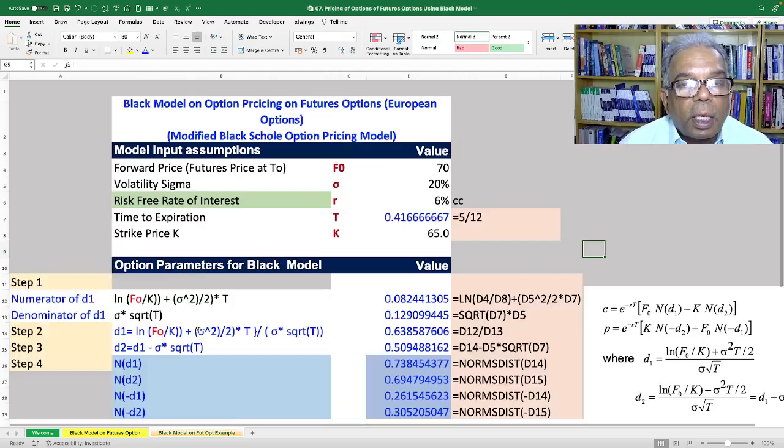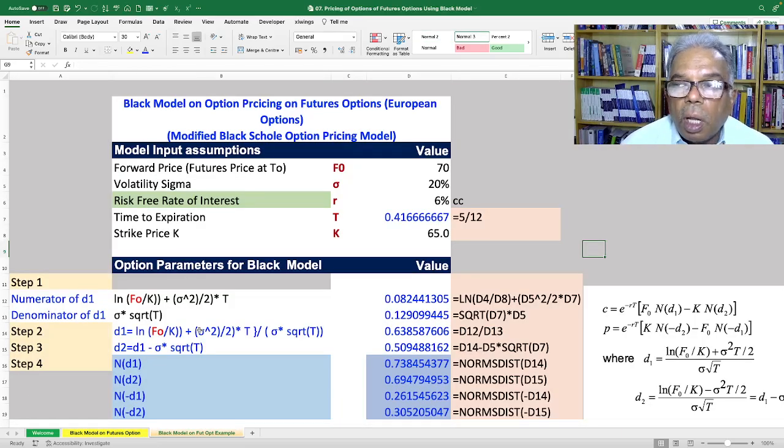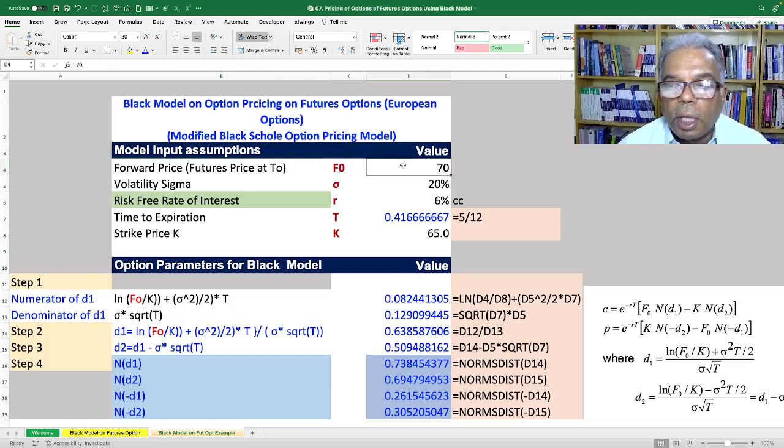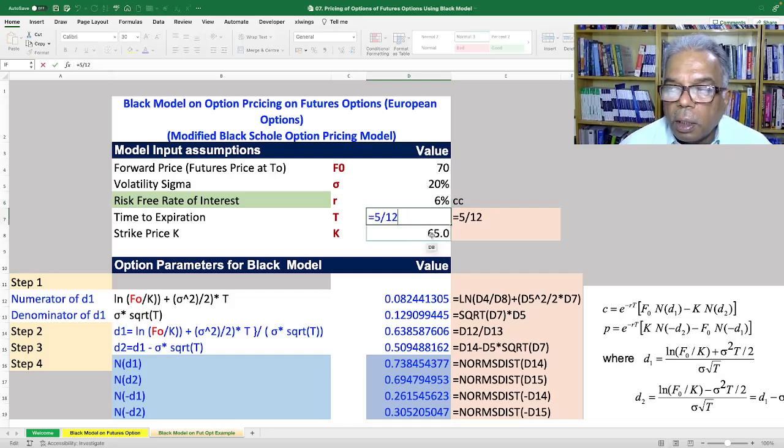Let's quickly take one simple example of how to calculate the price of a futures option using a European-style option. Let's take the model inputs as usual. The forward price of the futures at time t0 is 70. The volatility is 20%. The risk-free rate of interest on a continuous compounding basis is 6%, the time to expiration is 5/12, and the strike price we will assume is 65.